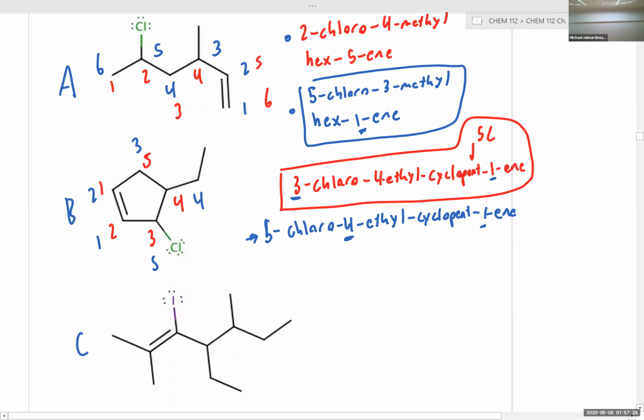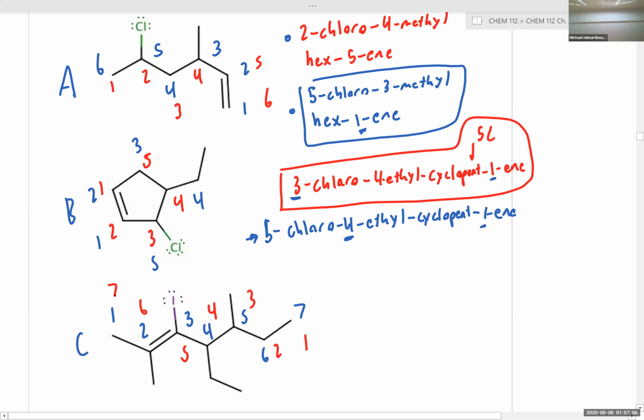Okay, let's keep going. So for structure C, our longest chain has the most carbons and contains our alkene. Okay, so now let's look at two numbering conventions, 1, 2, 3, 4, 5, 6, 7. Thankfully, our alkene doesn't have any stereochemistry. 1, 2, 3, 4, 5, 6, 7.